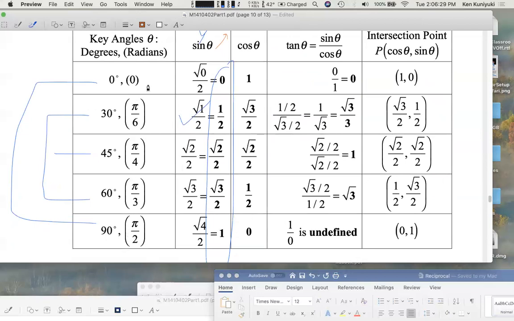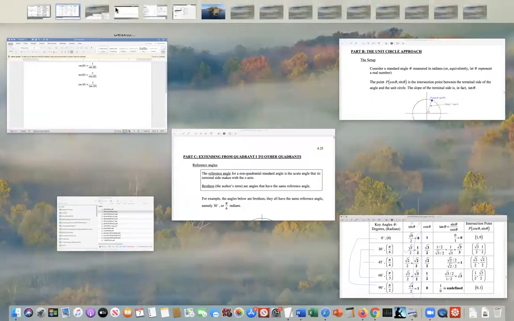Now when we graph, remember that we associate real numbers with radian measure, so I'll use radian measure on the graph. Let's look at Desmos.